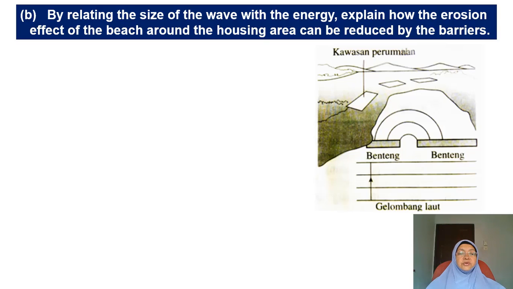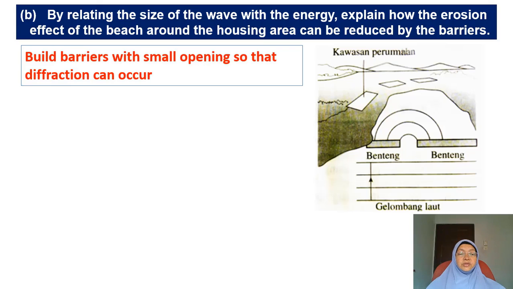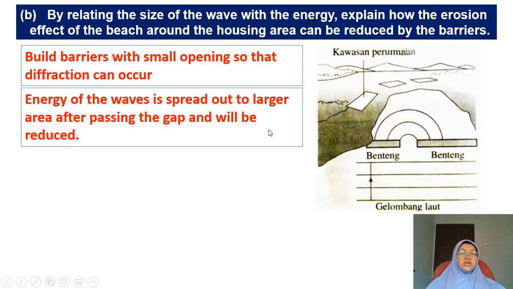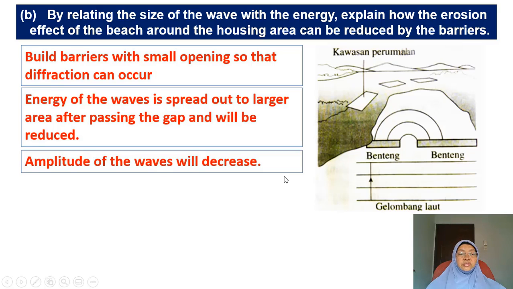Now, by relating the size of the wave with the energy, explain how the erosion effect of the beach around the housing area can be reduced by the barriers. As we learned just now, when energy is low, the amplitude also will be low, right? So, build a barrier with a small opening so that diffraction can occur. The idea is we want diffraction of the sea wave after passing through the gap between the two barriers. The energy of the wave is spread out to a larger area after passing the gap, and will be reduced. The amplitude of the wave will decrease.